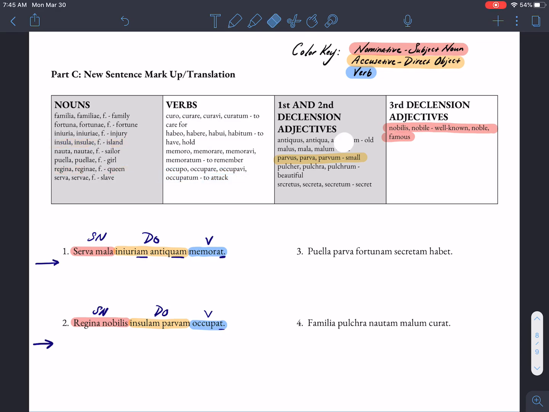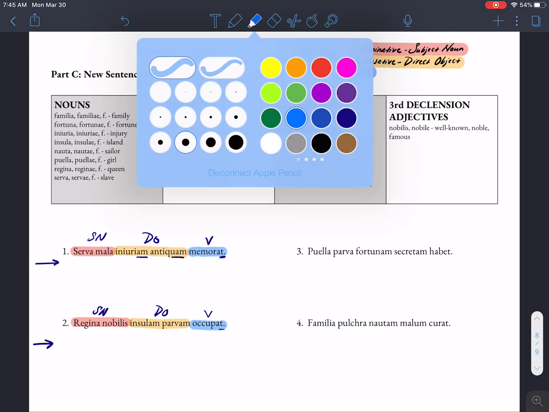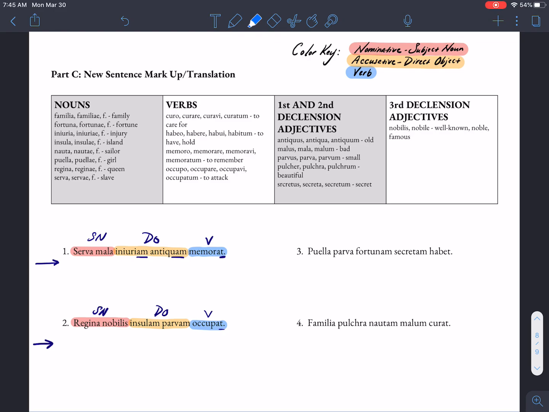As I've said, we've got to go through and do our markup. So number 3, repeat after me, please. Puella parva, fortunam secretam, habet. So again, find our verb first. There she is. It comes from habeo, habere, to hold or to have something, like to have it in your hand or to hold it in your hand. That's what that means. Now, you know what I'm going to ask. Is it singular or plural? It's singular, so we need a singular nominative, and we do have one.